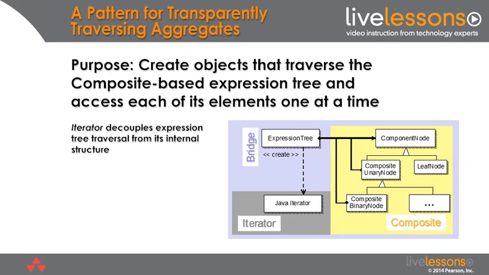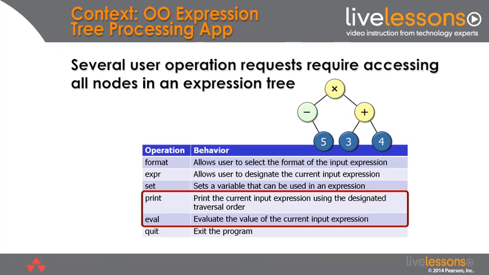Iterator decouples the expression tree traversal and the way in which that traversal is used from the internal structure that it uses to implement its internal composite-based representation. Let's talk a bit about the context in which this pattern is useful in the expression tree processing app. Several user operations require accessing all nodes in an expression tree. For example, the print operation is used to print the current input expression using the designated traversal order: in-order, post-order, pre-order, and so on. Likewise, the eval operation is used to evaluate the value of the current input expression, to print out its yield.